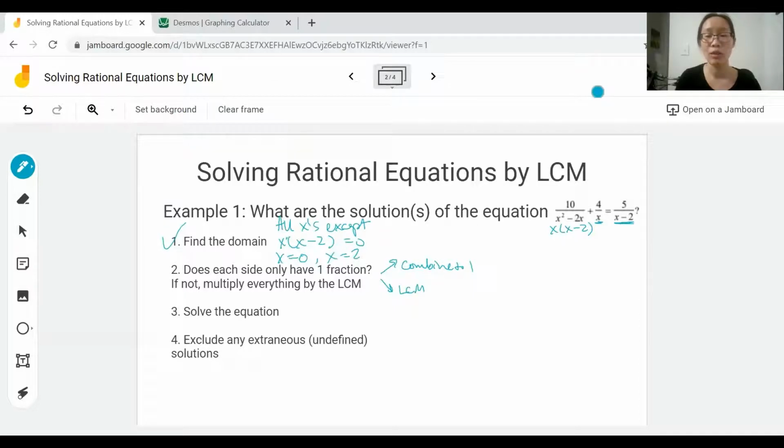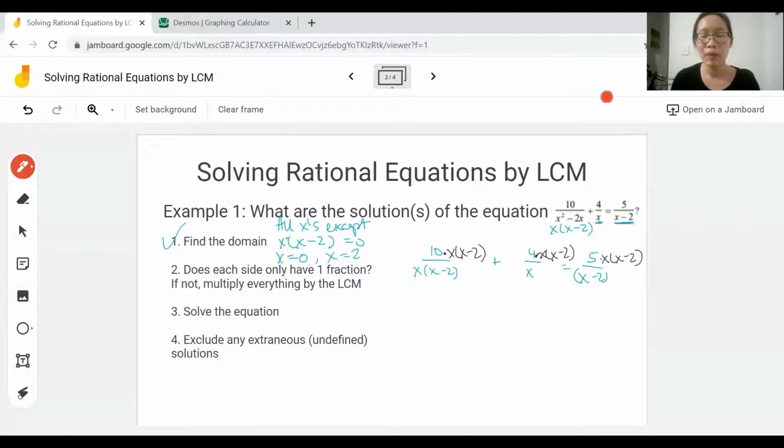Second, does each side only have one fraction? No, because I have 2 on the left and 1 on the right. And so because I don't, I have to multiply everything through by the least common multiple. In this case, x times x minus 2 is my least common multiple because it's divisible by all my denominators. So I'm going to rewrite my equation, but multiply every term by the LCM.